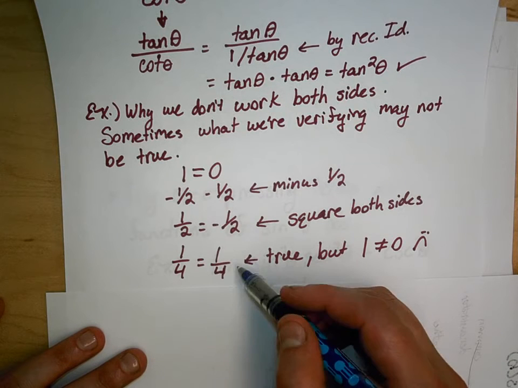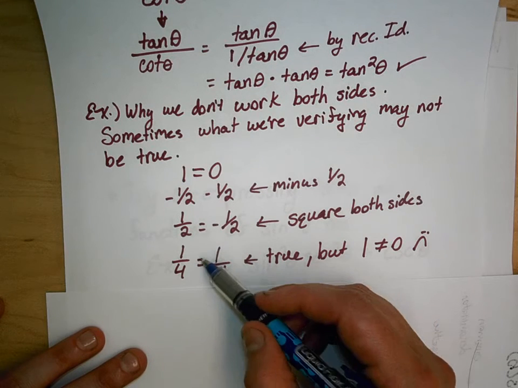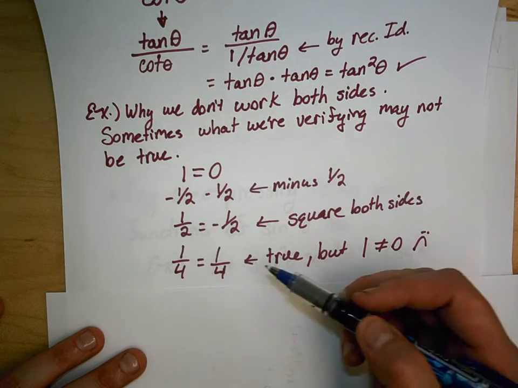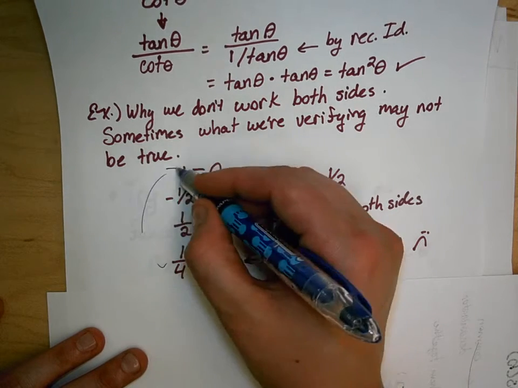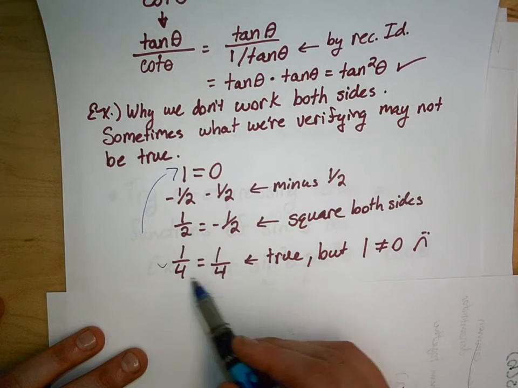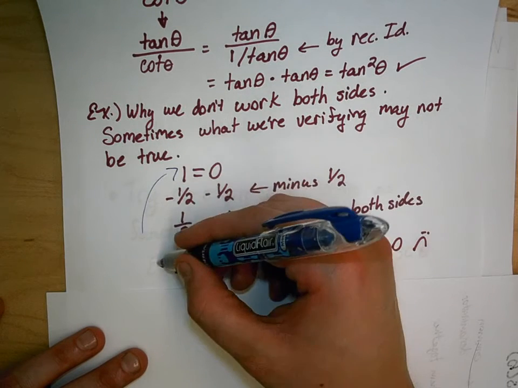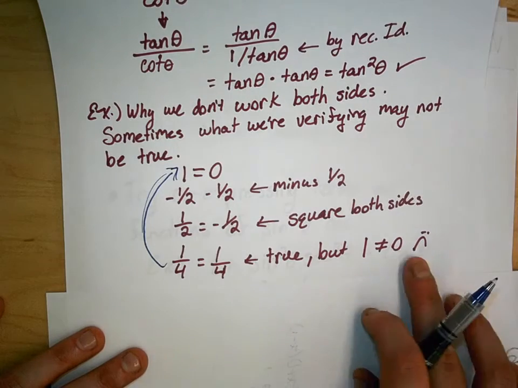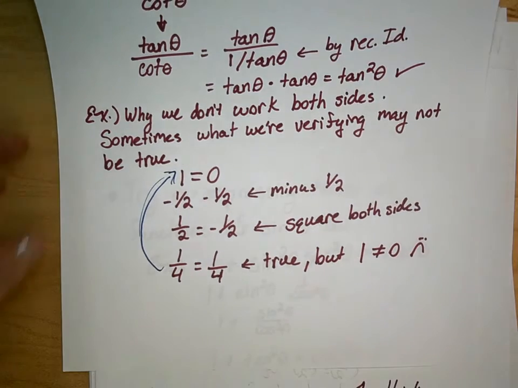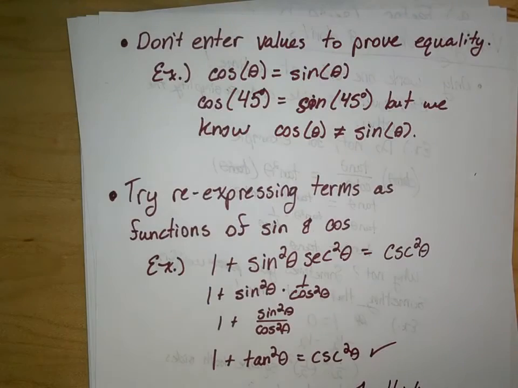So even though I got something in the end that was true, because 1/4 definitely equals 1/4, that doesn't tell me anything, because I know 1/4 equals 1/4. I was trying to prove that 1 equals 0. So just because I get something true at the bottom, doesn't mean that what I started out with was true. Okay? And see, I have a little sad face right there, so don't do it. Okay, moving on to some more rules.